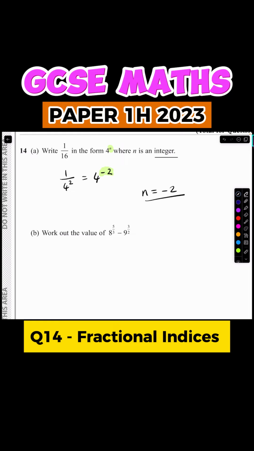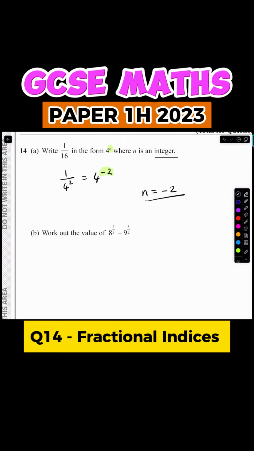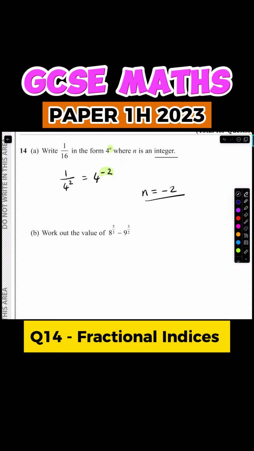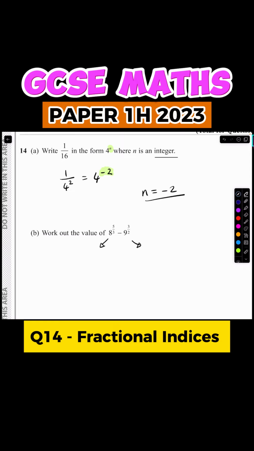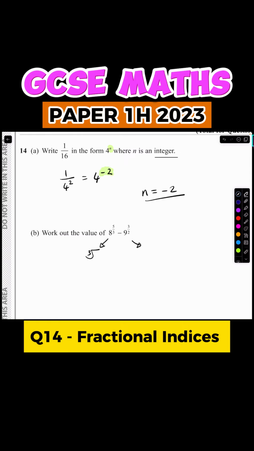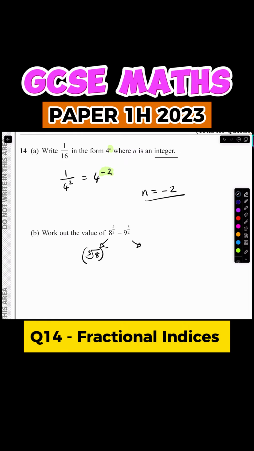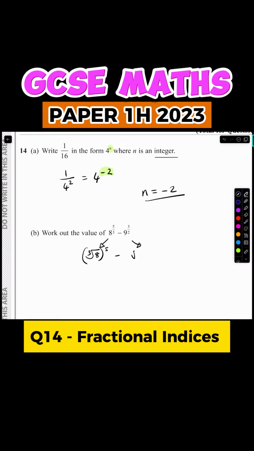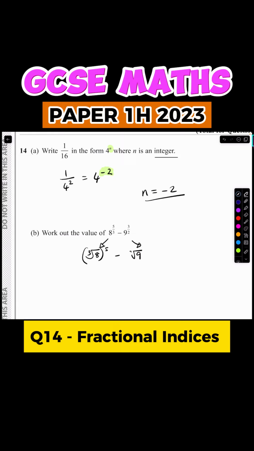So part B of this question, work out the value of 8 to the power of 5 over 3 minus 9 to the power of 3 over 2. How do we deal with this? Right, if we rewrite each of these, so what happens when you have a power which is a fraction? That 3 means the cube root of 8, and the 5 means to power that, okay, like that. So for the 9, it would be the square root of 9. We don't need to write the 2 there, but you can do if you want to, so that it's consistent with the other one, and it will be powered to 3, okay, like that.